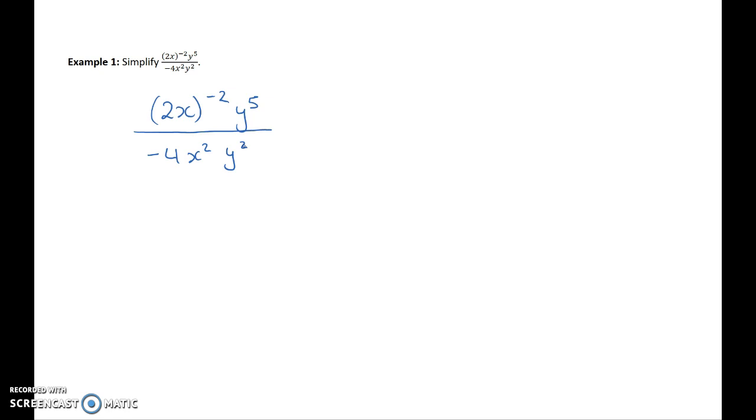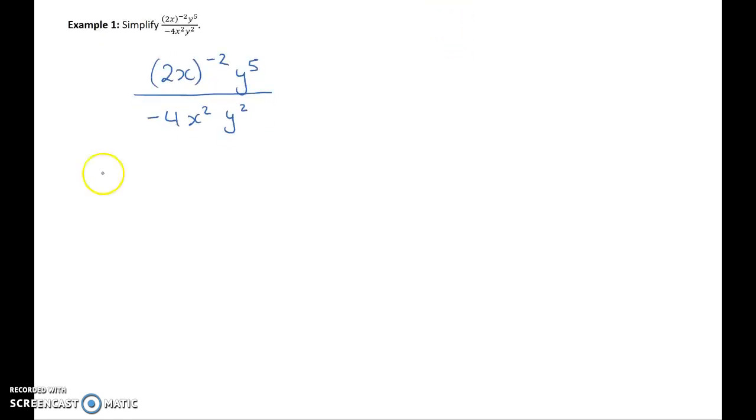So what I try to do is move that exponent outside the parentheses into the parentheses. And if we do that in this case, we're going to get 2 to the power of negative 2, x to the power of negative 2, y to the power of 5, all over negative 4 x squared y squared. And now there are a couple of different ways you can proceed.